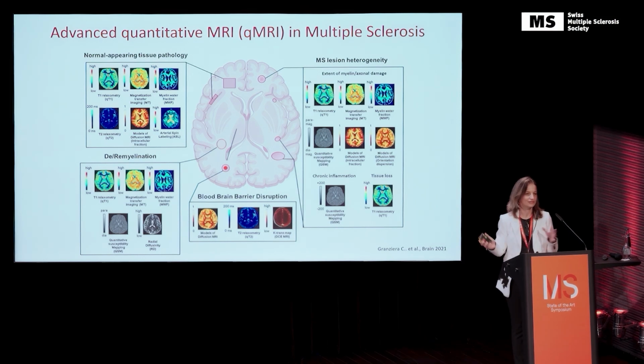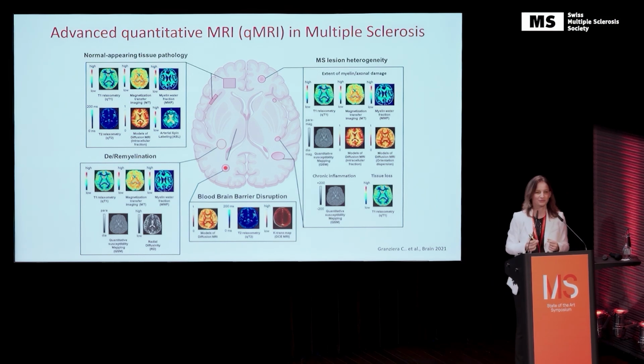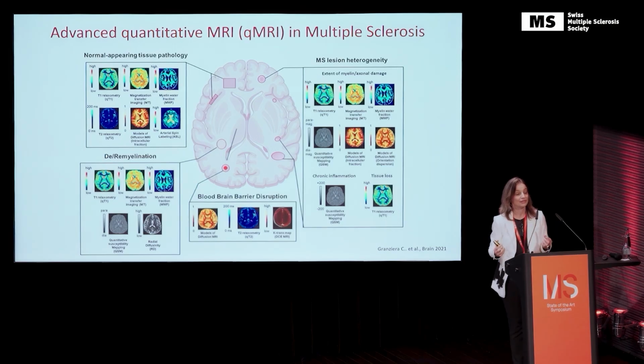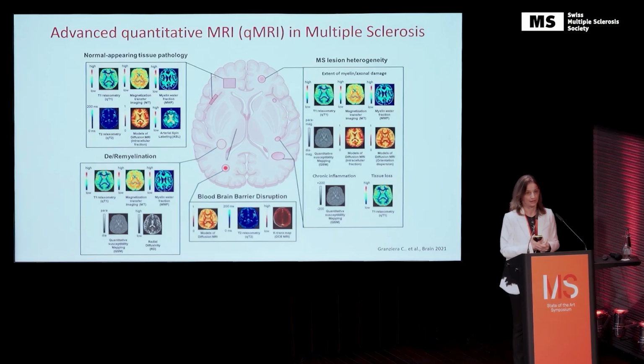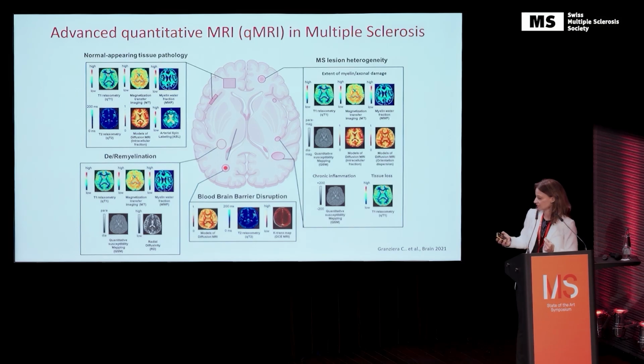What can we do? I always say I like these pictures because they're colorful, they're beautiful, and they're powerful. They're powerful because they provide us with these biophysical measures of tissue properties, which means we can quantify what's happening in the brain. We can do it with pathology, but in this case, we do it in vivo in MS patients.